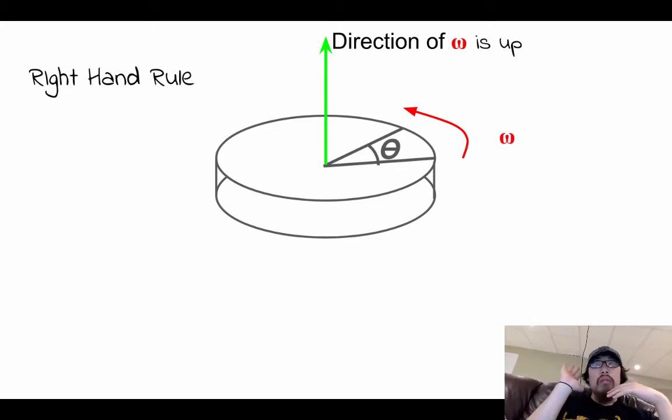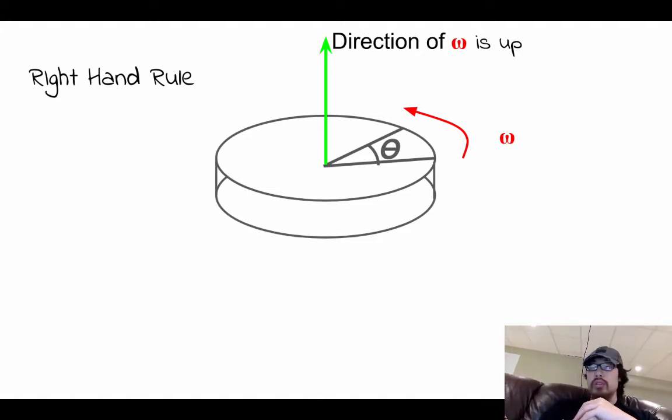Now, it might seem silly, but if you don't know your right hand from your left hand, I highly encourage you to start writing R's on your right hand and L's on your left hand, because there's many times where students during exams or during practice problems actually use the wrong hand for the right hand rule.